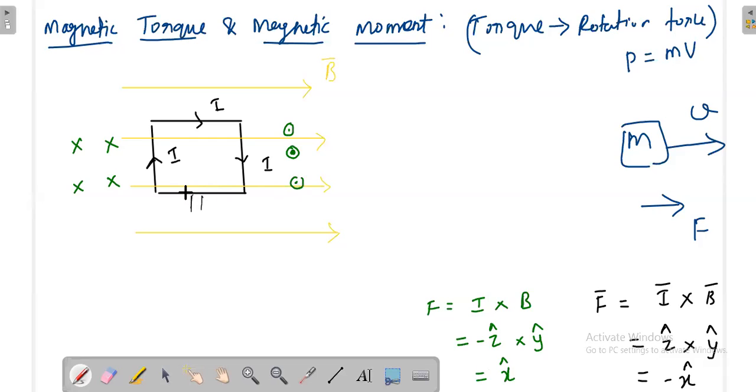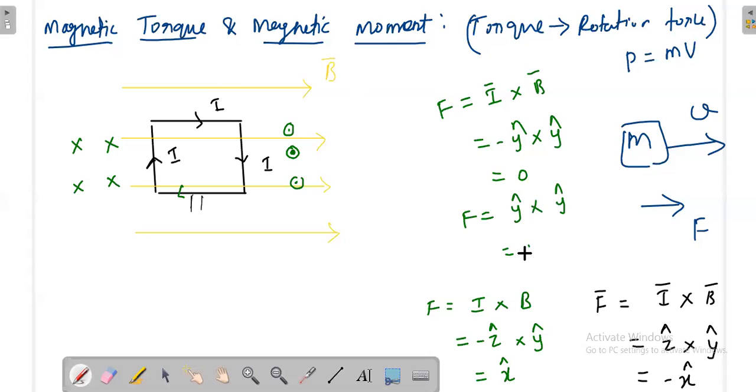Similarly, try to analyze the force due to the current in this direction. It's very clear that whenever the current and magnetic field are in the same direction, the force is zero. Whenever I bar and B bar are in the same direction, here it is in the minus y cap direction and this is the y cap direction, so the force is zero. Similarly for the upward one, the force is zero, because you get y cap with y cap.